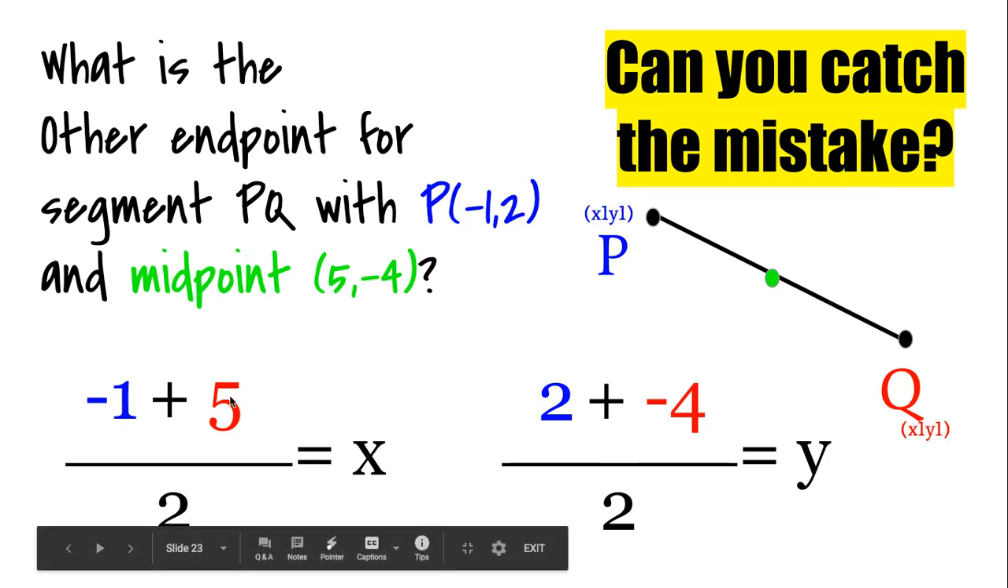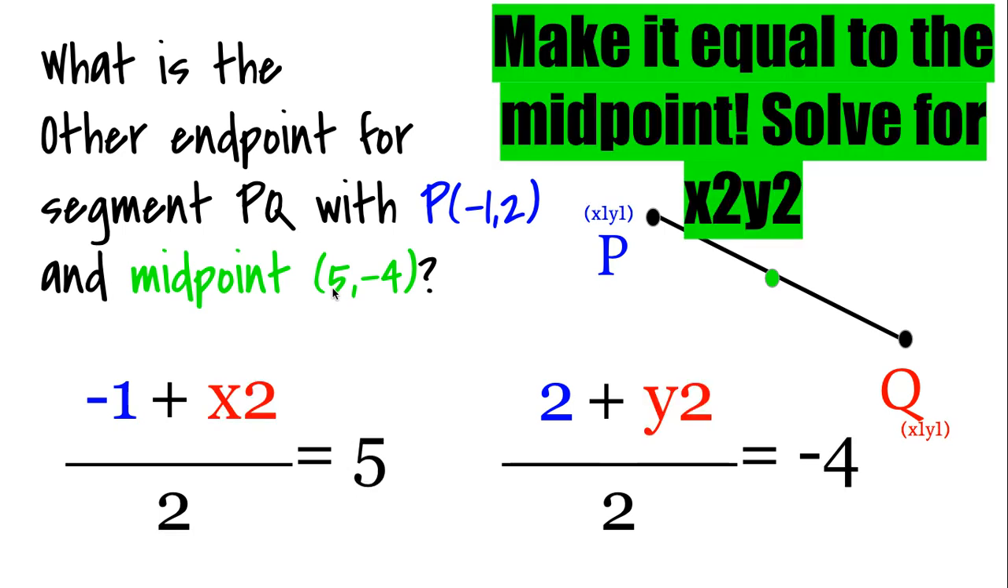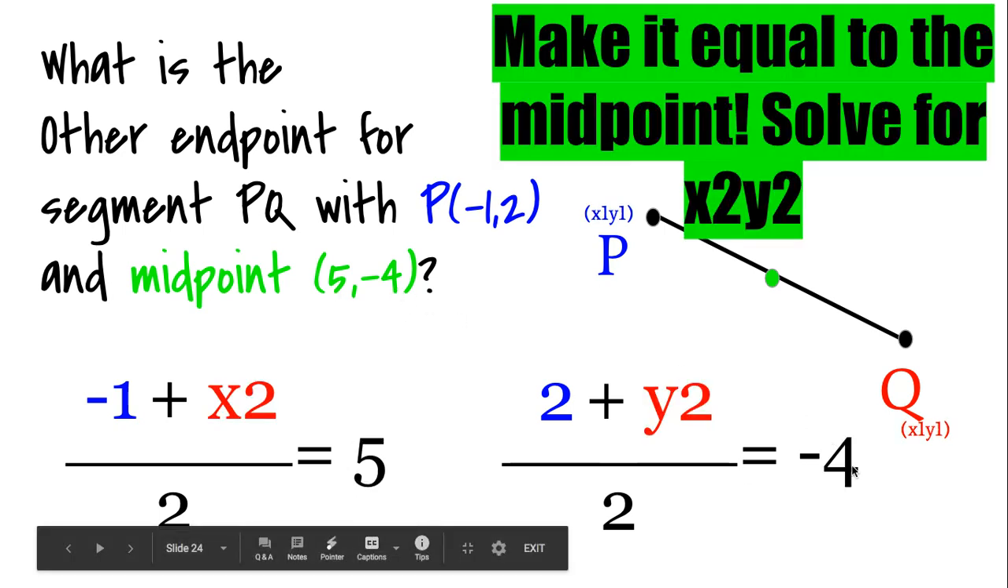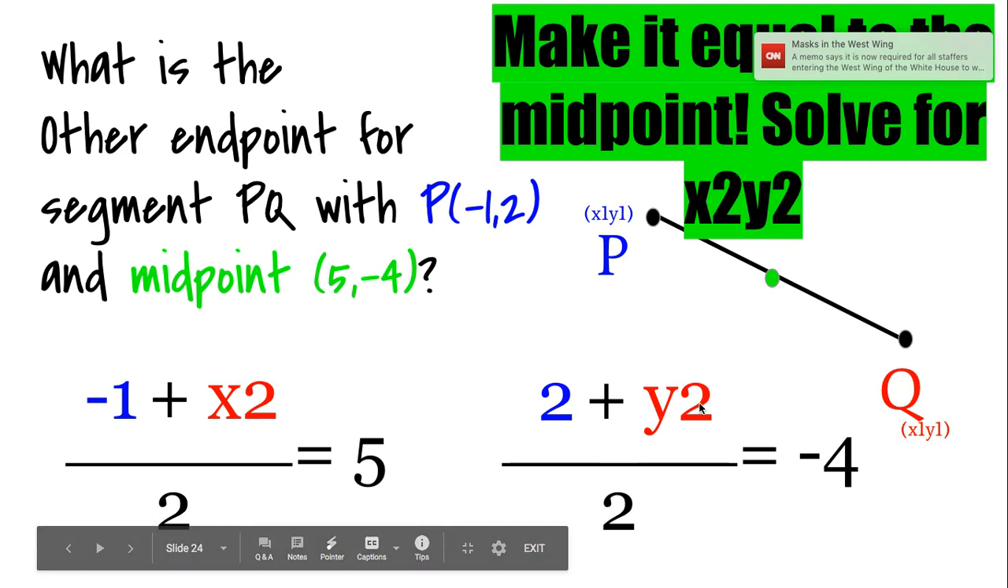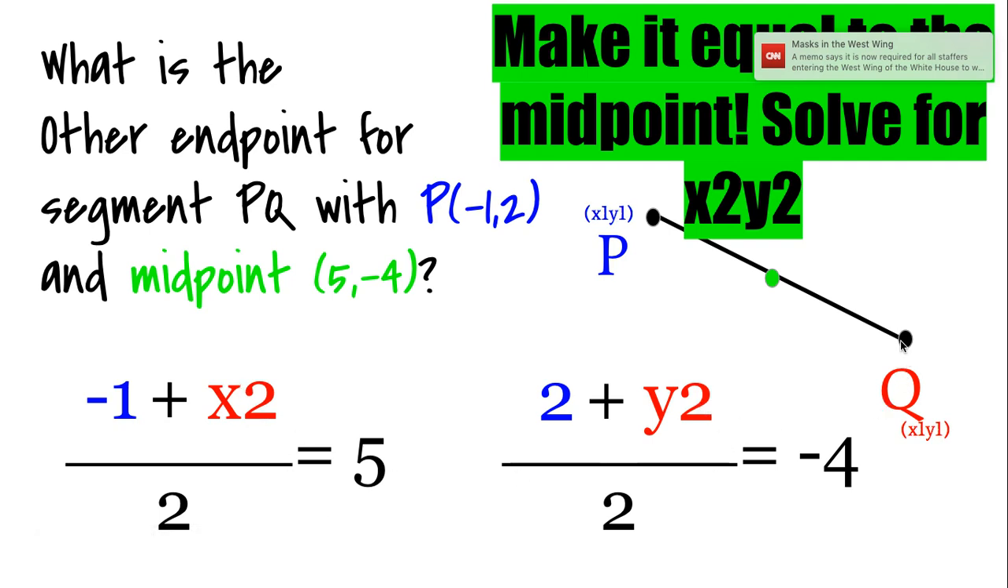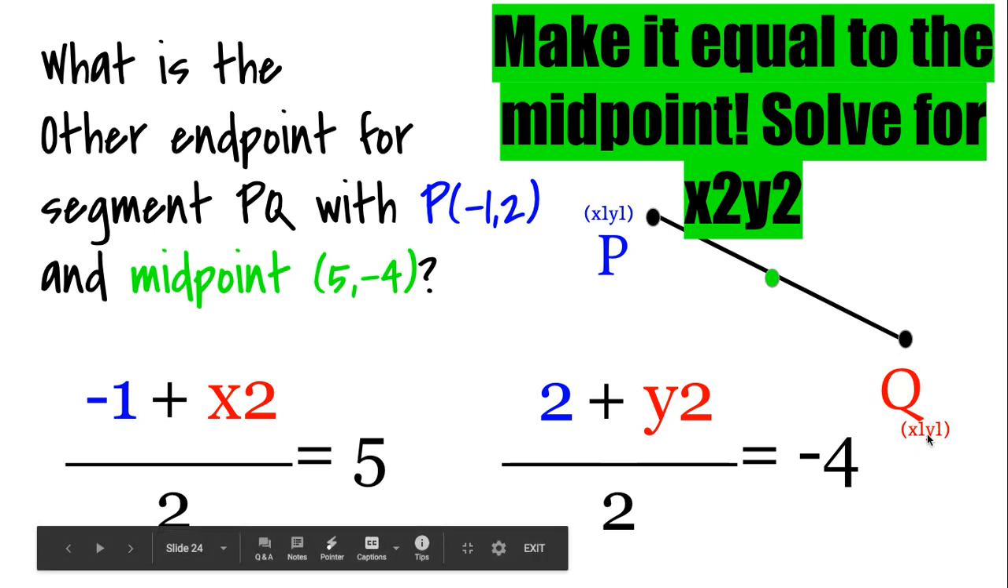The x part of our midpoint formula is equal to 5, the x-coordinate of the midpoint. And this -4 should be here. The y part of our midpoint formula is equal to the y-coordinate of the midpoint. And this x2 and y2, this is what we're solving for. We're looking for the other endpoint.